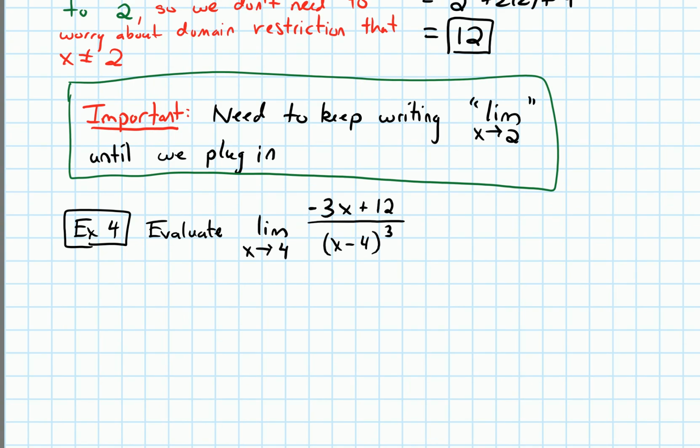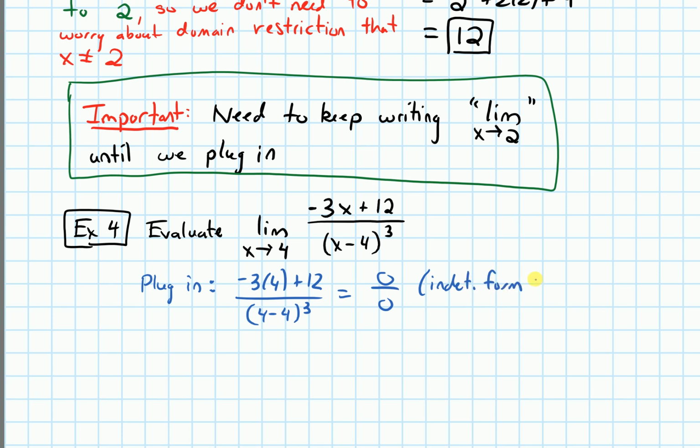So suppose we want to evaluate the limit as x approaches 4 of negative 3x plus 12 over x minus 4 cubed. So the first thing that we want to do is plug in. And if we plug into this, we end up getting negative 3 times 4 plus 12 on the top. On the bottom, we'll end up with 4 minus 4 cubed, which gives us 0 over 0. So this is definitely an indeterminate form. And again, it's of the form 0 over 0, just like in the previous example. So we need to simplify.